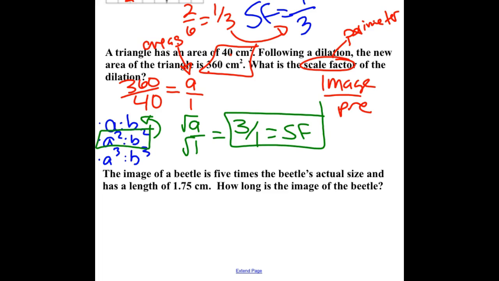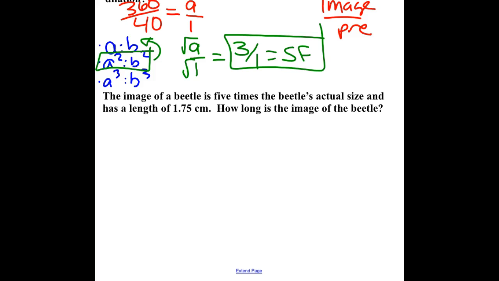Okay. So we're going to do a similar thing down here. It says the image of a beetle is 5 times the beetle's actual size and has a length of 1.75 centimeters. How long is the image of the beetle?